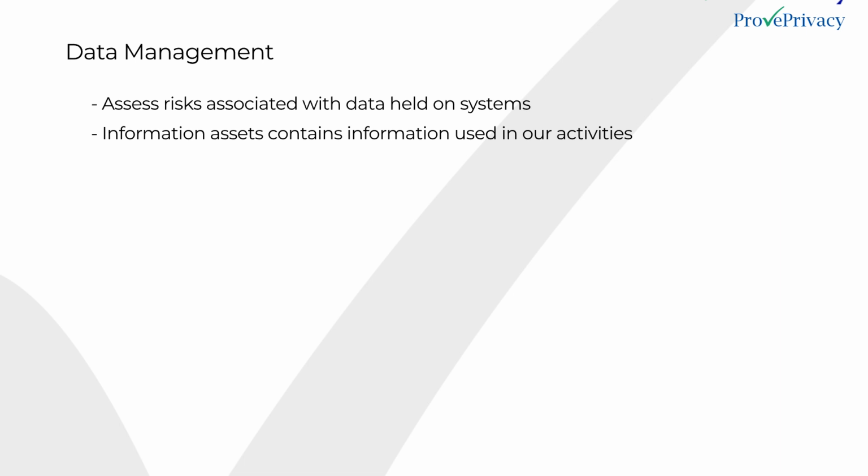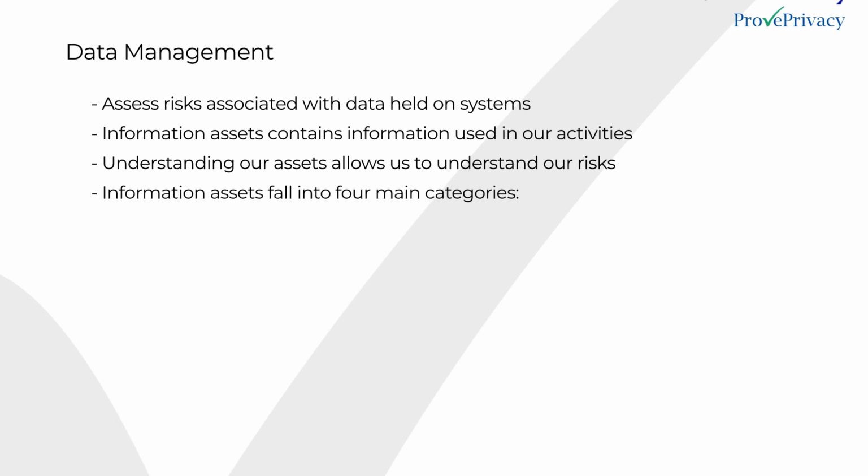ProvePrivacy helps you to understand where your data is processed and which processing activities are using which assets. This will help you to determine which information assets are important to the activities which your organization undertakes. This, in turn, allows you to assess the risks associated with each information asset and to mitigate these risks where appropriate.